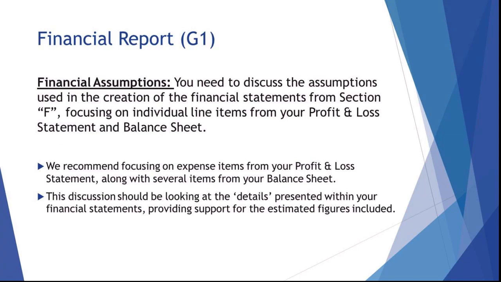The second piece of Section G1 is dealing now into the details, looking at individual line items within both of the financial statements and the assumptions that were used in creating those particular amounts. So in here, it's a good idea to look at a few expense items from your profit and loss statement. Those that are really high or those that fluctuate a lot are great ones to choose from to explain how you came up with those numbers.